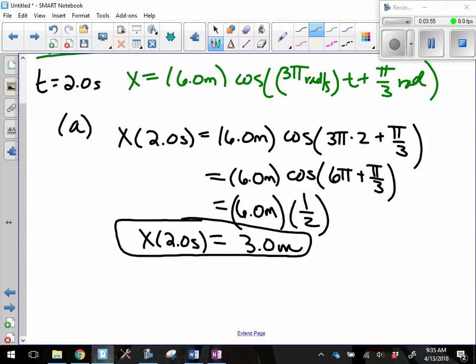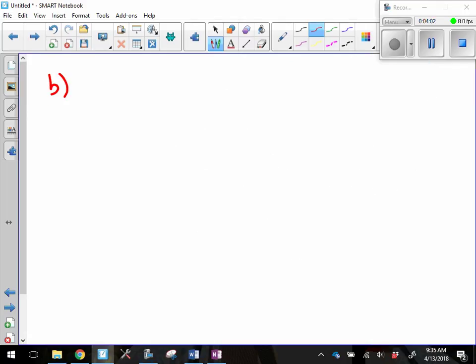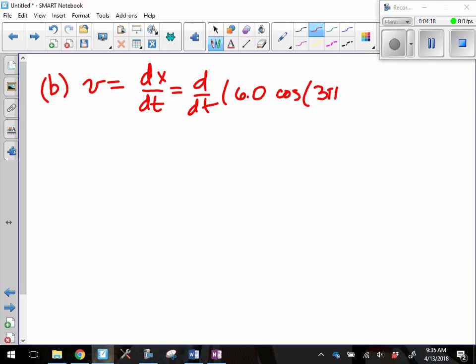What does part B ask us to find? So if we have to find the velocity, how do we find that? What is velocity always equal to? dx/dt. Okay, so I'm going to take d by dt of 6.0 times the cosine of 3 pi t plus pi over 3, right? Did I copy it right? Or remember it right?